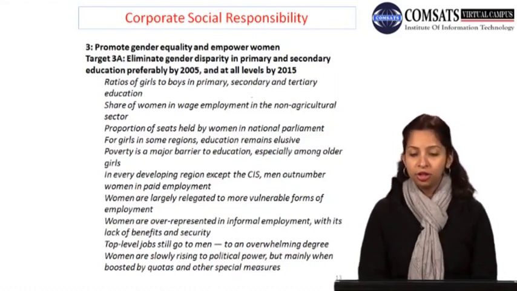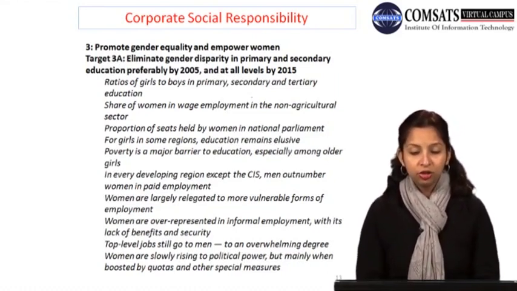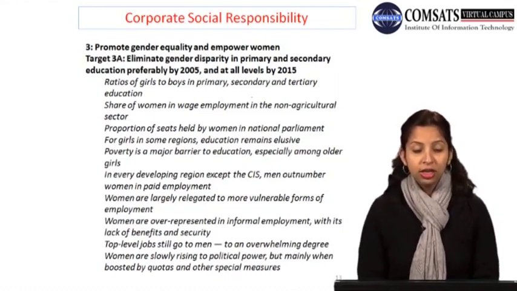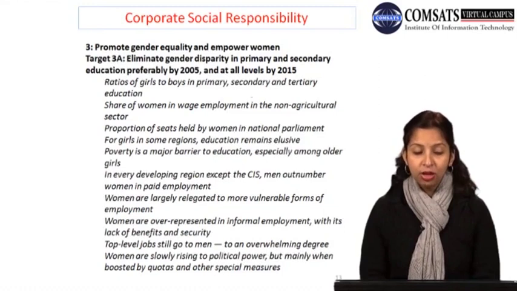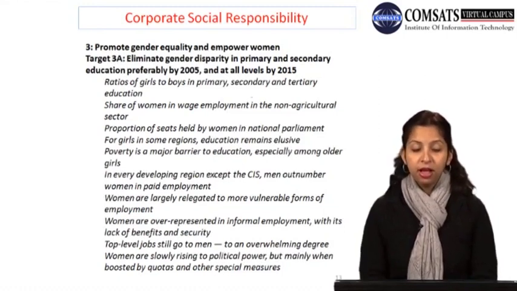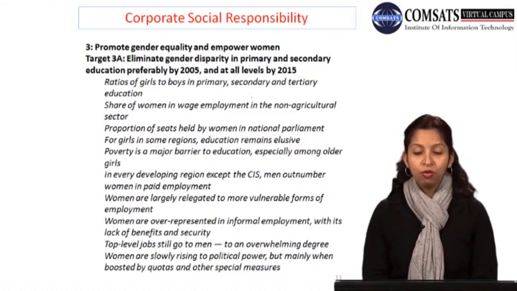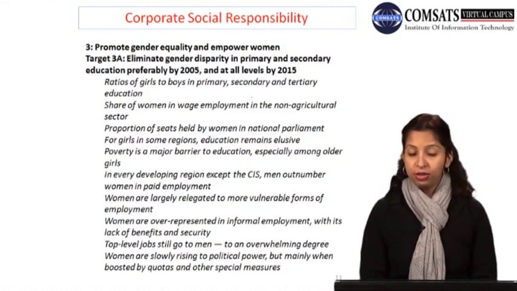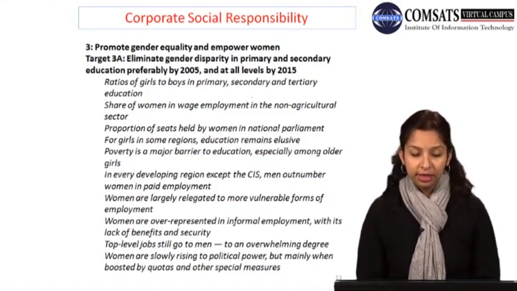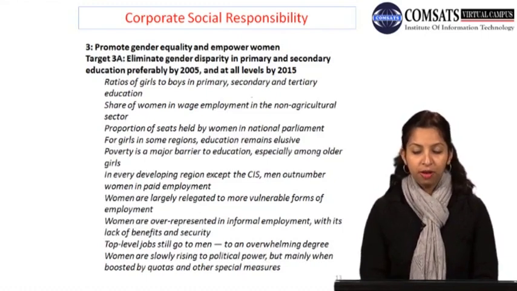Proportion of seats held by women in national parliament. For girls in some regions, education remains elusive. Poverty is a major barrier to education, especially among older girls. In every developing region except the CIS, men outnumber women in paid employment. Women are largely relegated to more vulnerable forms of employment. Women are overrepresented in informal employment with its lack of benefit and security. Top level jobs still go to men. To an overwhelming degree, women are slowly rising to political power, but mainly when boosted by quotas and other special measures.